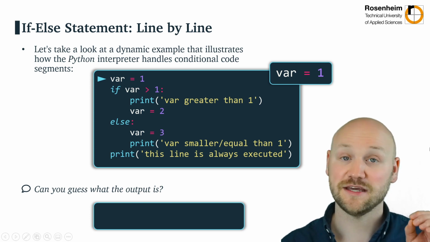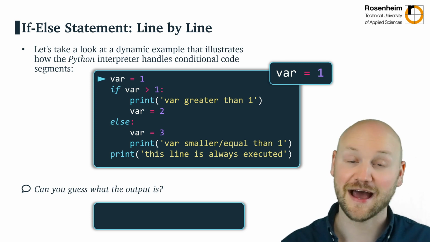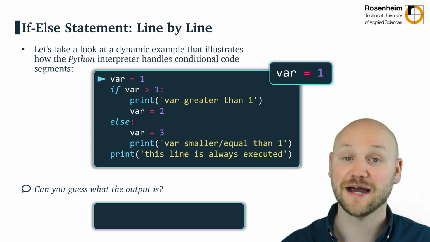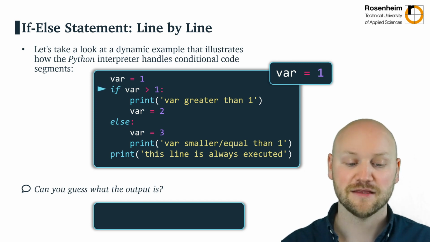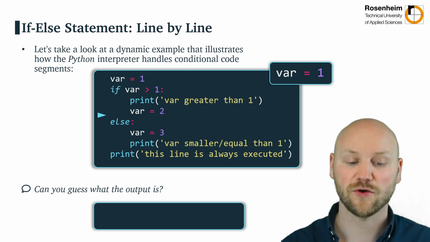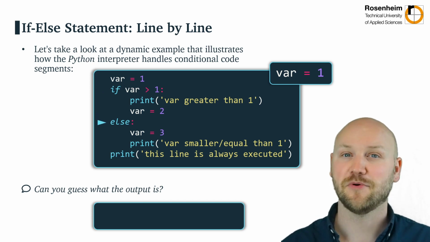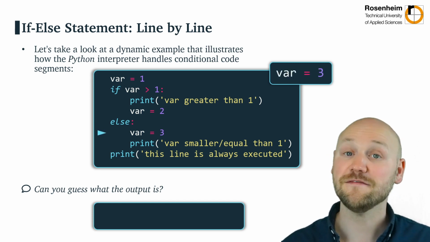So again, the Python interpreter is looking at the line where the triangle is, and at this point in time the variable is 1 because we are setting it for the first time. Then we are checking the if condition. It's obviously false, so we are going to the else body. And now in the else body we are changing the variable to 3, and now the if condition becomes true.